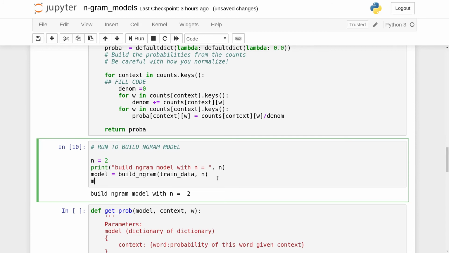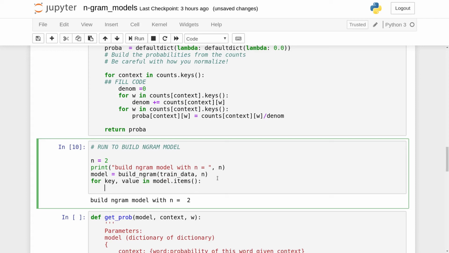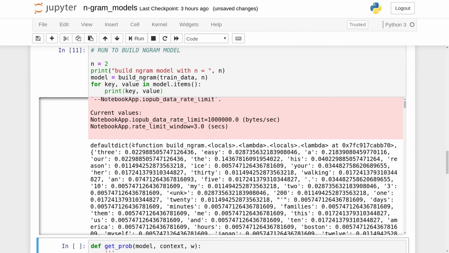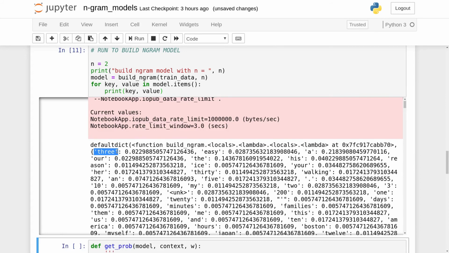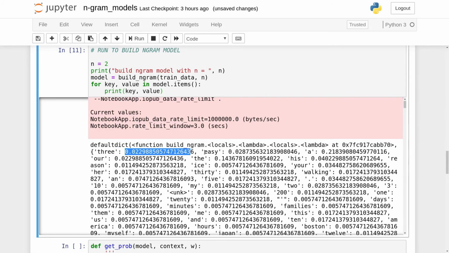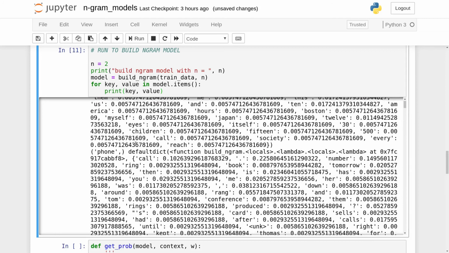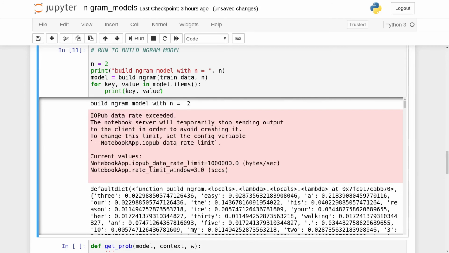So model is a dictionary. One thing we can do is, let's say for key, value in model.items, let's print key and value and see what the model looks like. It's big. It's a dictionary and it maps here to a dictionary, and we'll have a word, and then it maps the probability of that word, and then we have another word. All of them belong to the first context. Okay, so that's our dictionary, and now we can get rid of it.